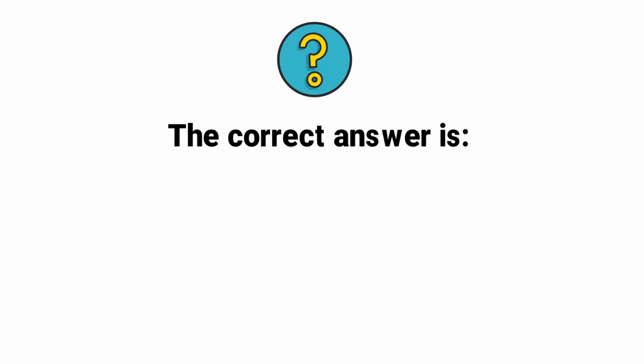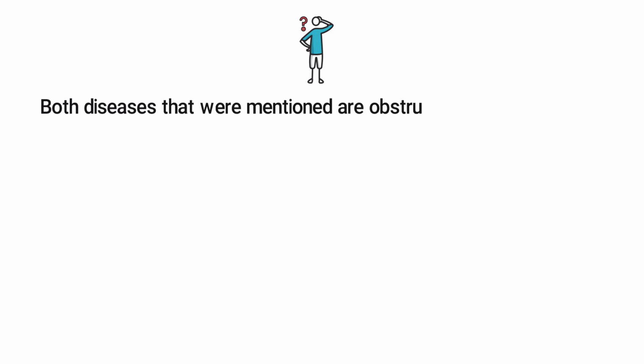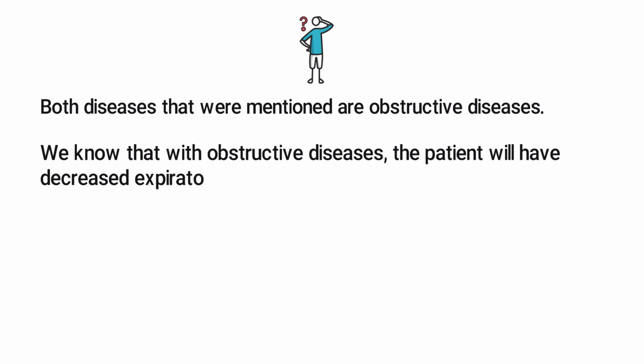The correct answer is B. Decreased forced expiratory flows. The first thing you need to interpret in this question is that both diseases that were mentioned are obstructive diseases. Now you can proceed through the answer choices and use the process of elimination to come up with the correct answer. We know that with obstructive diseases, the patient will have decreased expiratory flow rates.